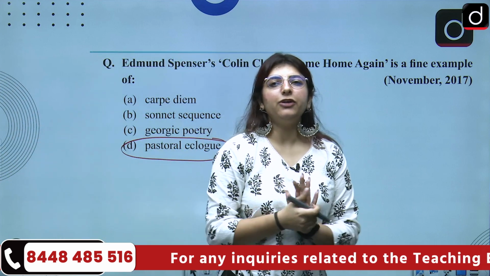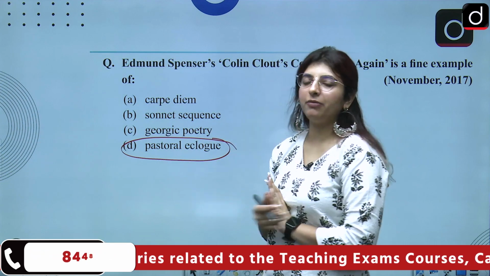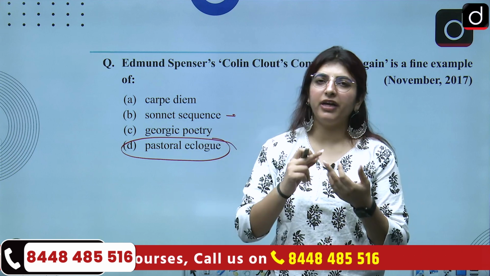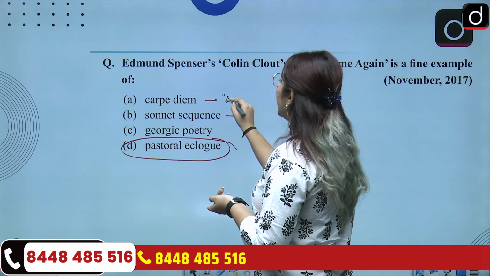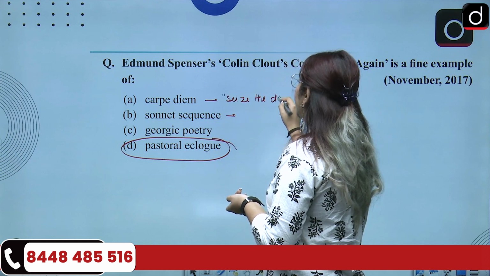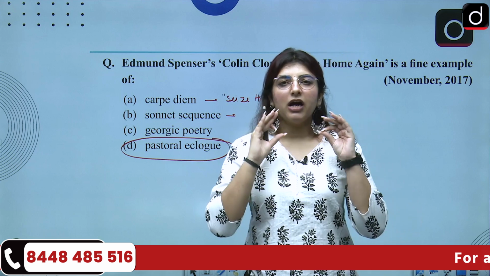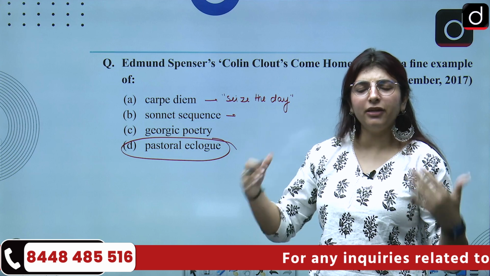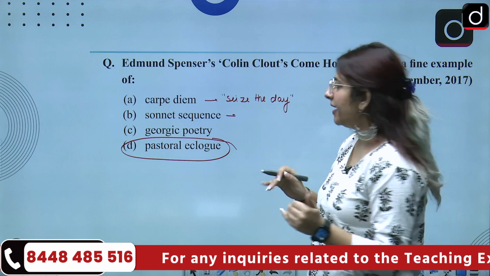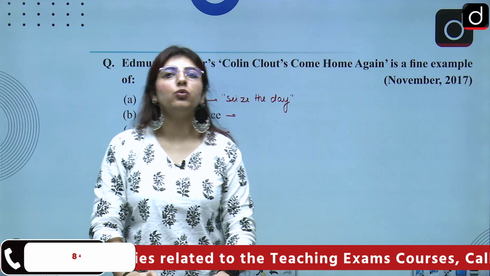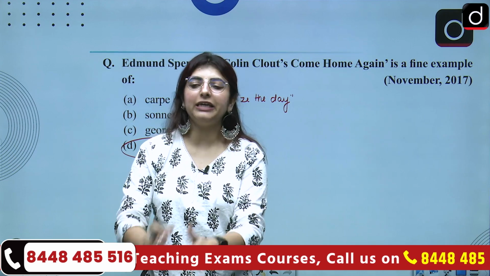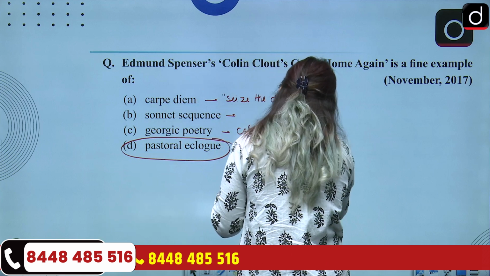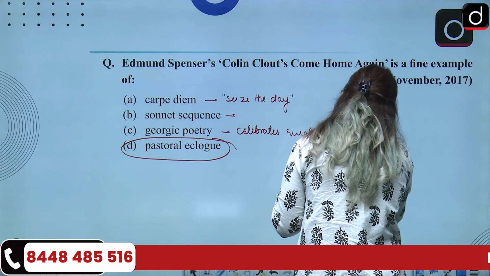Now, when we talk about Edmund Spenser, let's first look at these other options. A sonnet sequence can be anything, a Petrarchan sonnet, a Shakespearean sonnet, etc. Carpe diem means seize the day, that is, you should make the most of your life each and every day. You should seize and grab the day and the opportunity to live your life at your best. Georgic poetry was rural poetry. It celebrates rural life and agriculture.